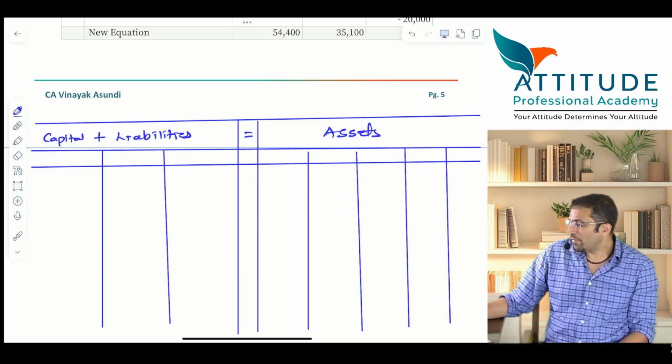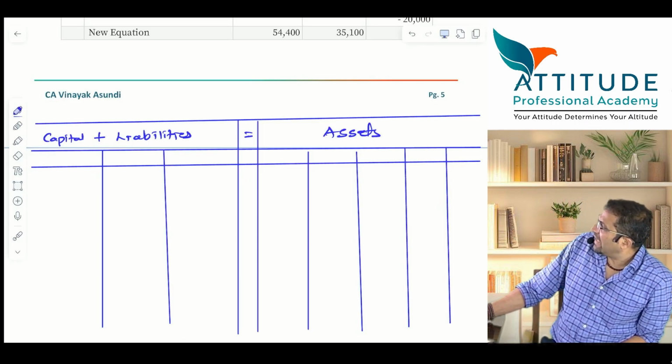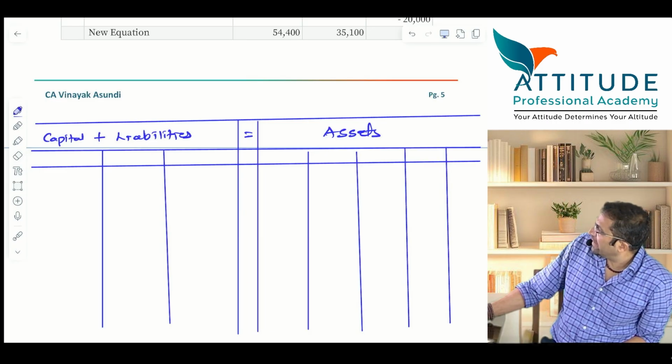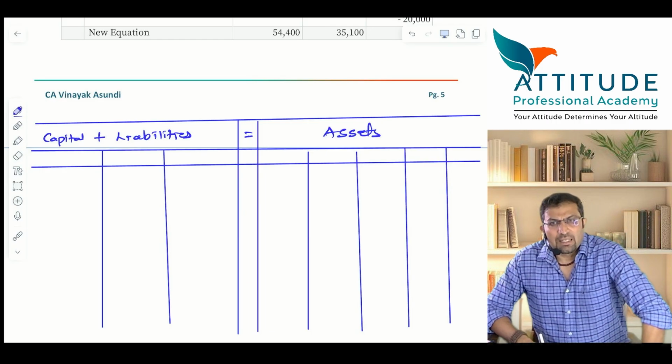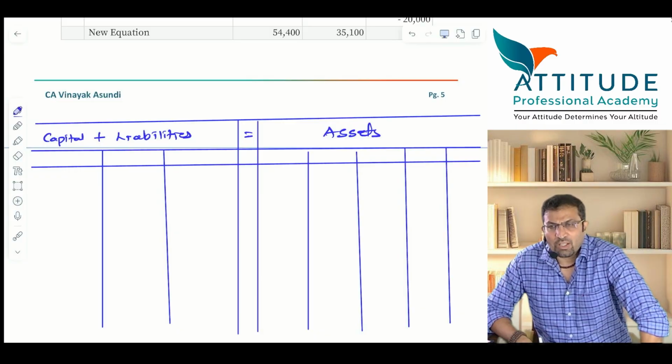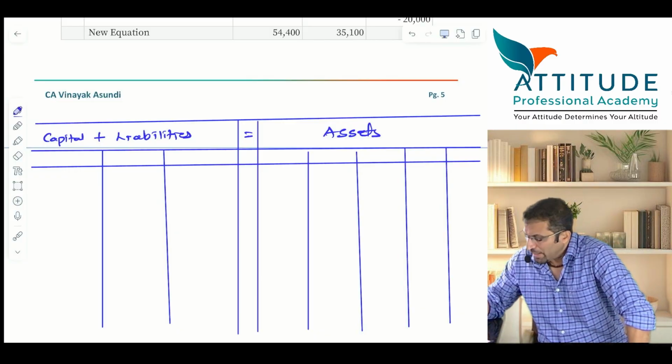Sir, why have you put so many columns for assets? Many items are there in assets. Is that clear? Now concentrate here, one by one. First one.